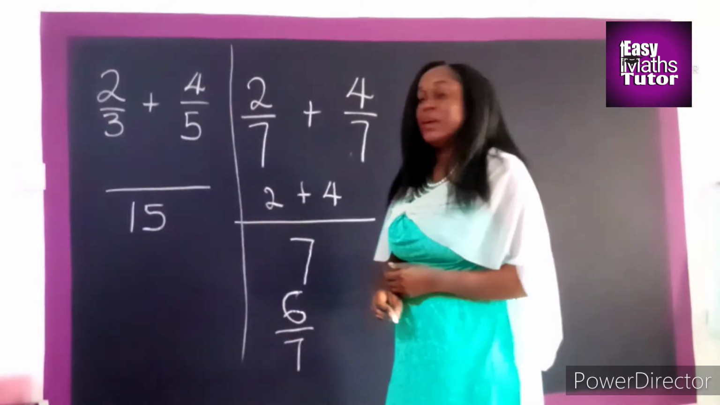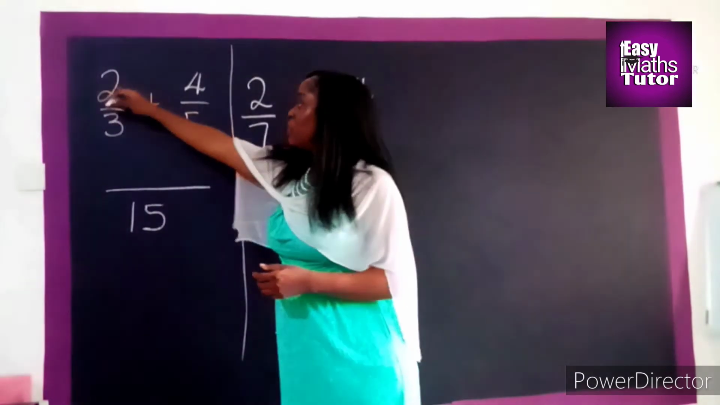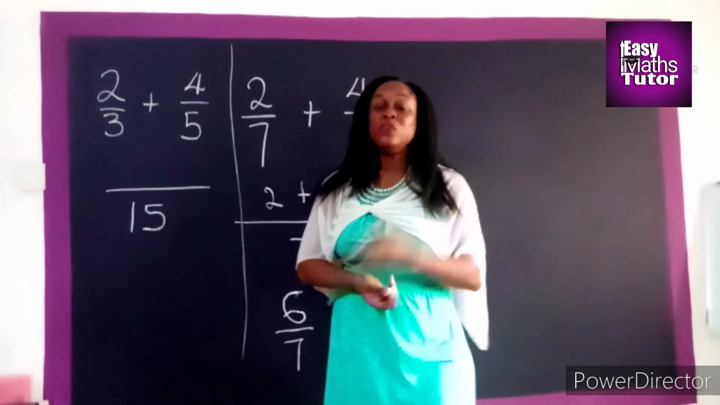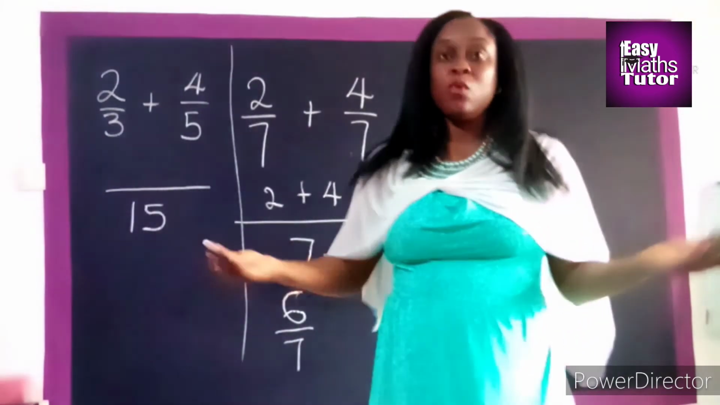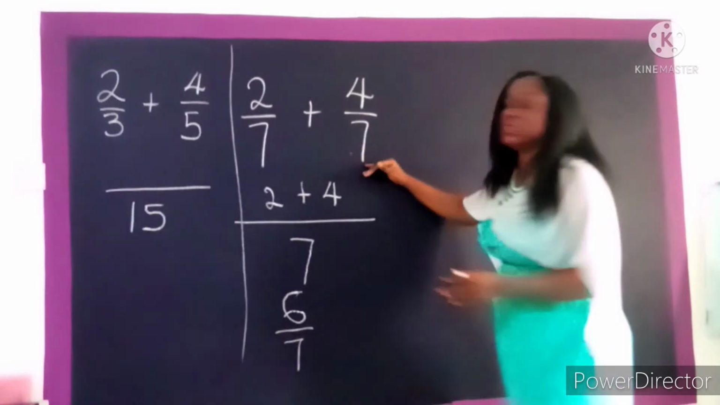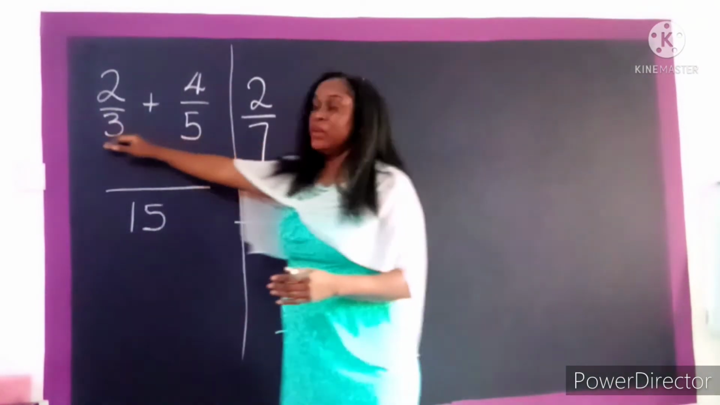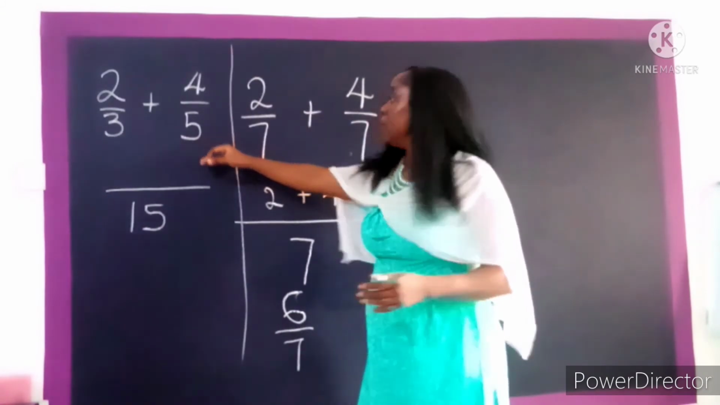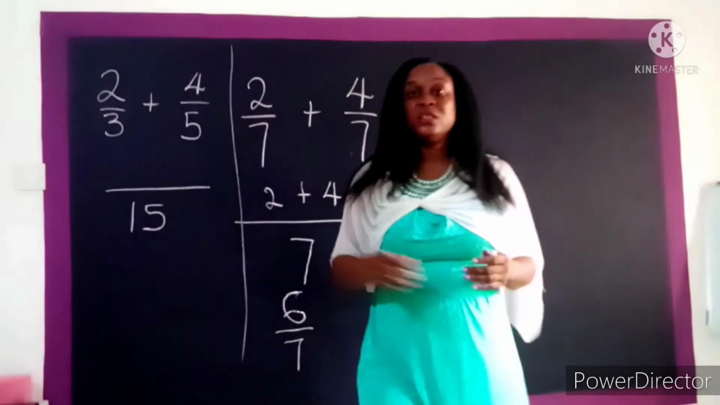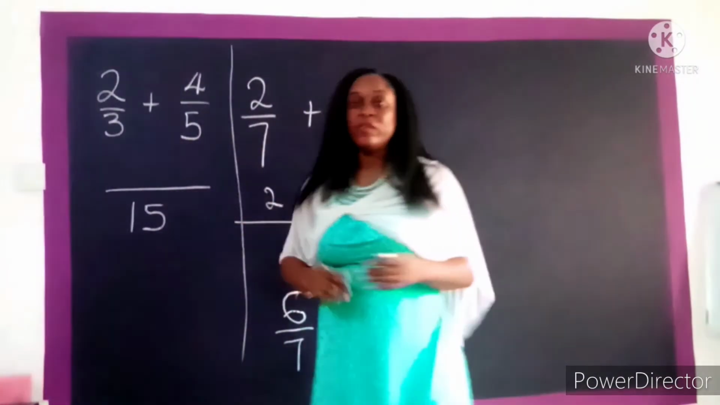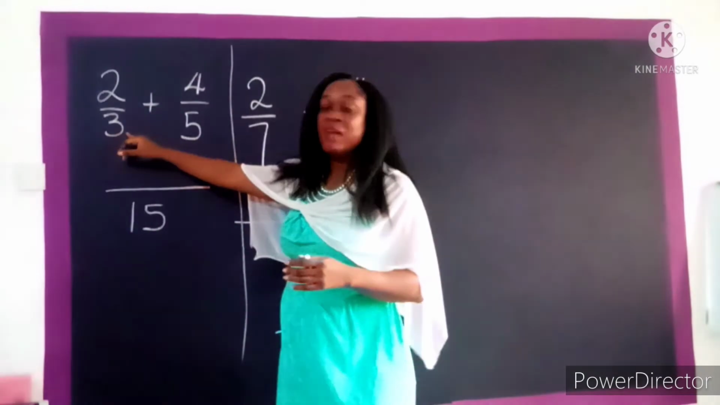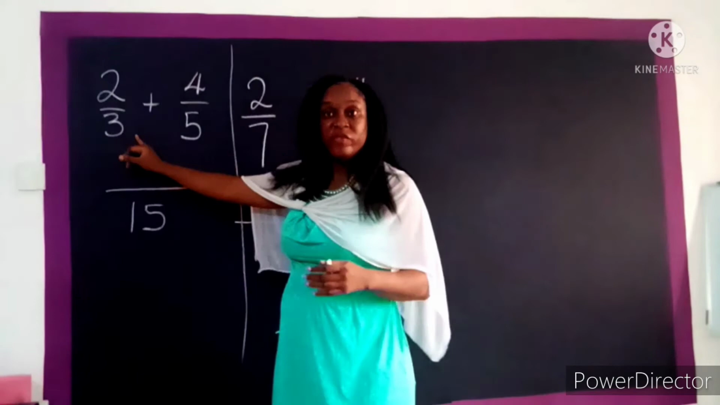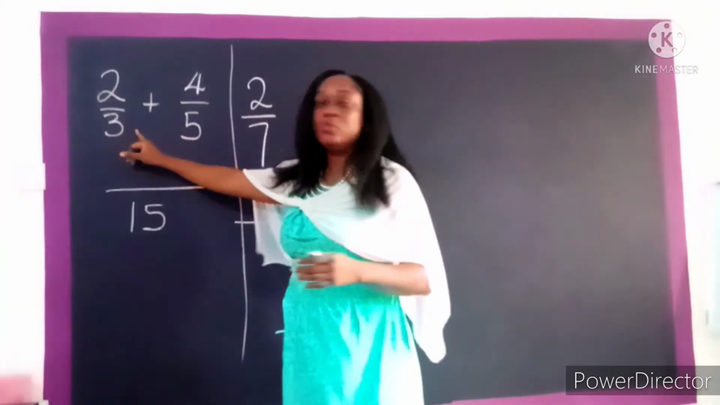And then when I write 15 here, I'm going to make the numerator of each of them equivalent. What do I mean by equivalent? I'm making them equal, okay? I'm bringing 2 over 3 up to the level of 4 over 5. Do you get me? So if I say 2 over 3, what's the equivalent of 2 over 3 in terms of 5? If I multiply 3 by 5, I have 15. I multiply 2 by 5, I have 10. So that'll be 10 over 15 is the equivalent of 2 over 3.